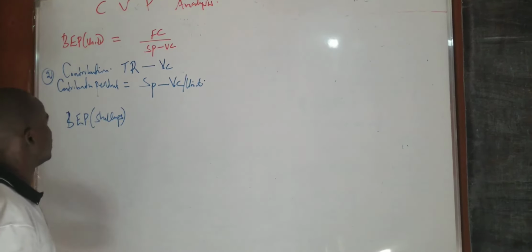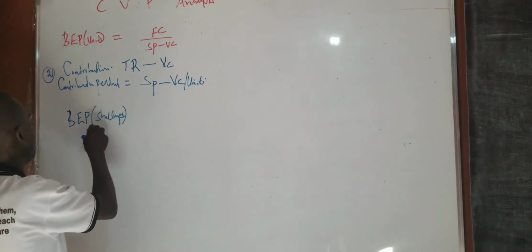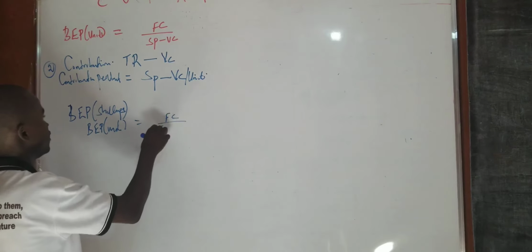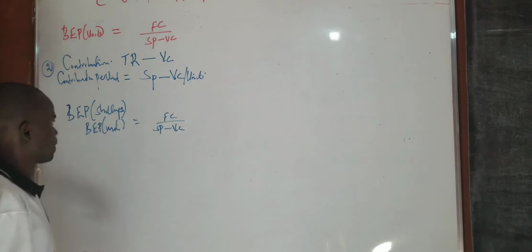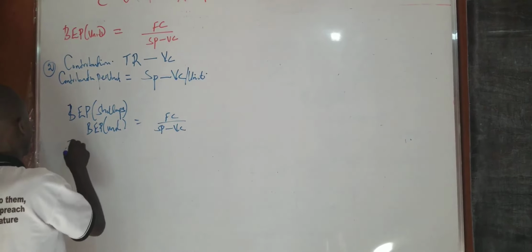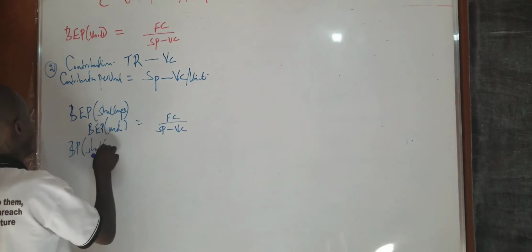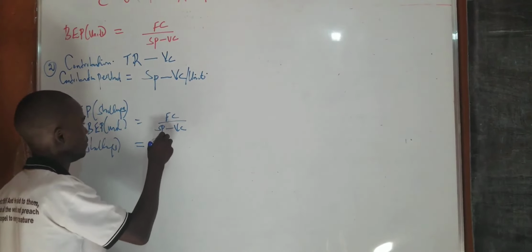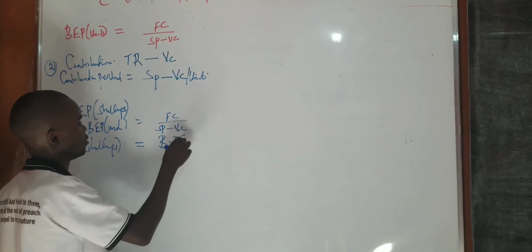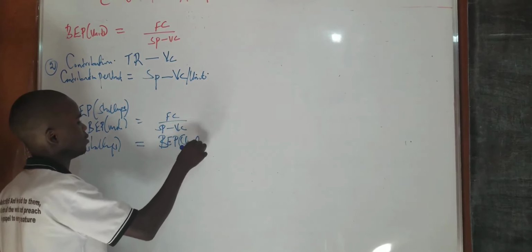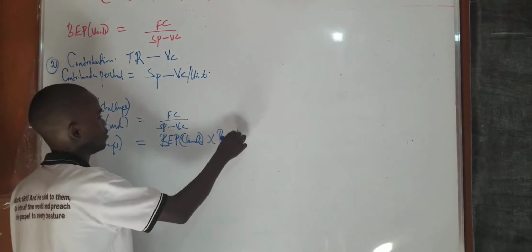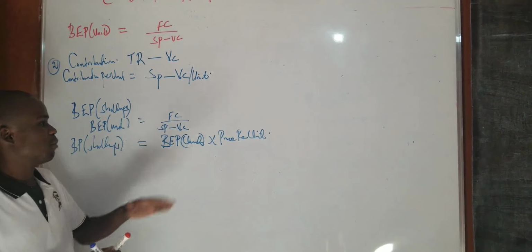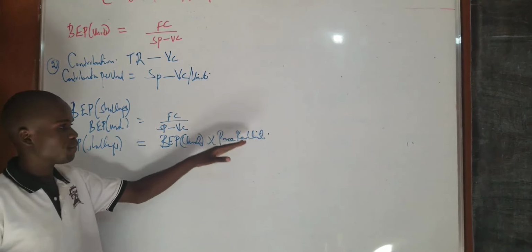Another term you need to know after the contribution is the BEP in shilling. We know very well that the BEP in units equals fixed cost divided by selling price minus variable cost. So the BEP in shilling equals the BEP in units times the price per unit. This is the number of units times the selling price per unit.